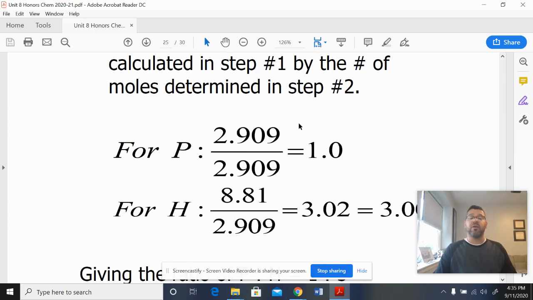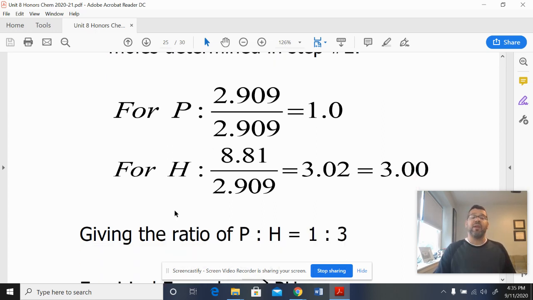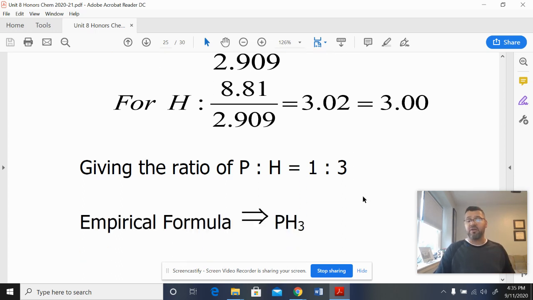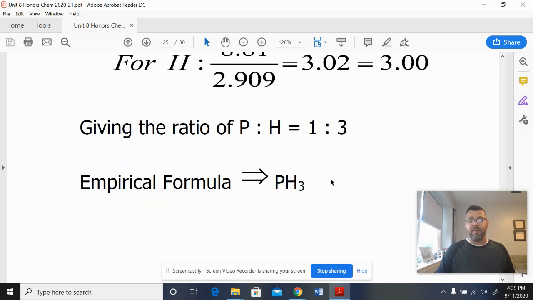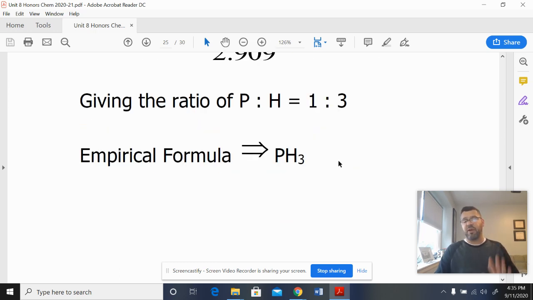So that means 2.909 divided by 2.909, of course, equals 1. And 8.81 divided by 2.909 gives you 3.02, which rounds very, very closely to 3. So what that tells you is that the ratio of phosphorus to hydrogen is 1-to-3. P is 1, H is 3. So the simplest formula, or the empirical formula, is PH3. Okay, so that's the simplest kind of problem that you can get.